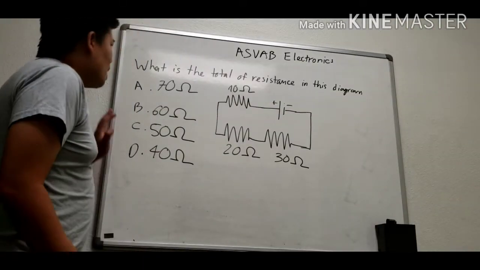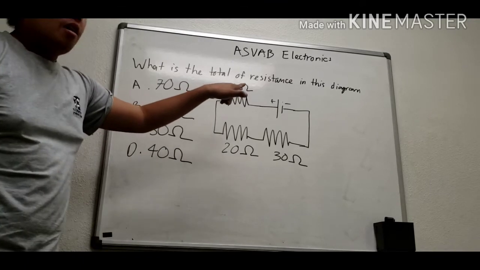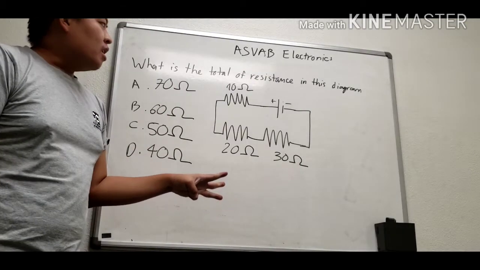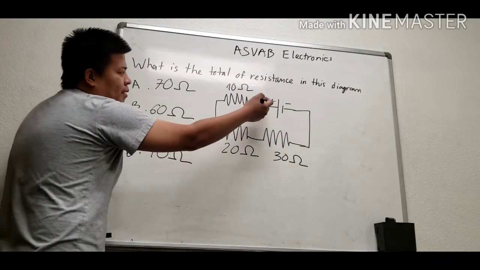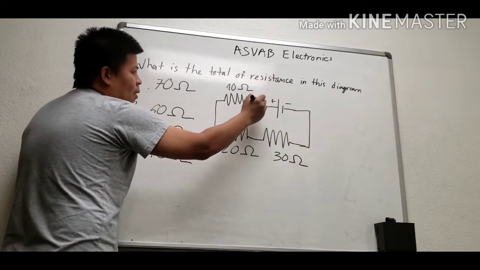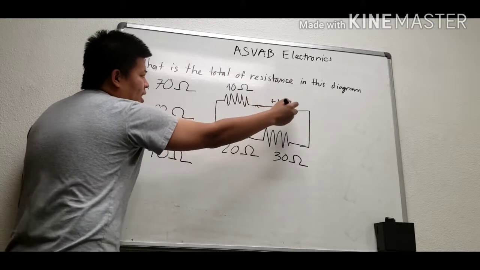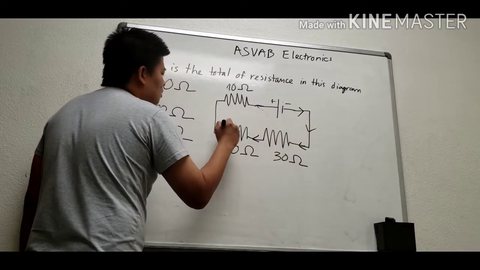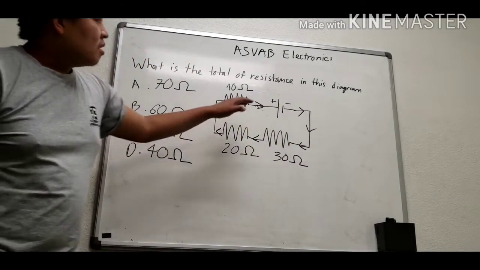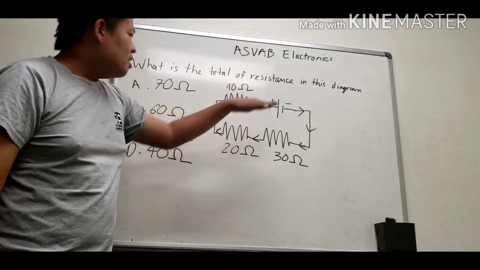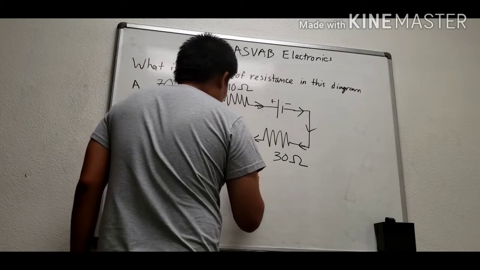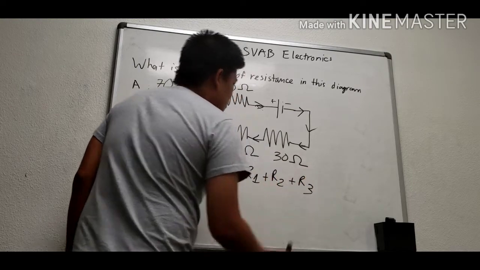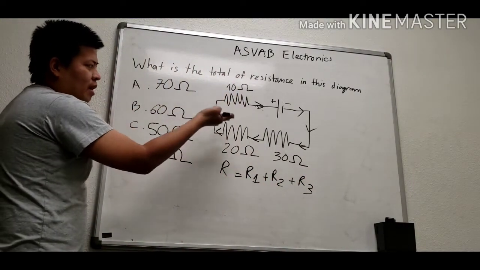On the test, they will ask what the total resistance of this diagram is. We can see that we have 3 resistors here, and they are all in one series. This means they are in one line together, and the electrons go through. Since the diagram is in series, we can apply the formula.